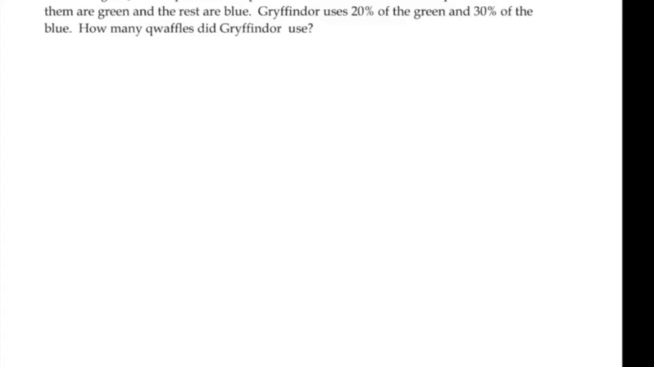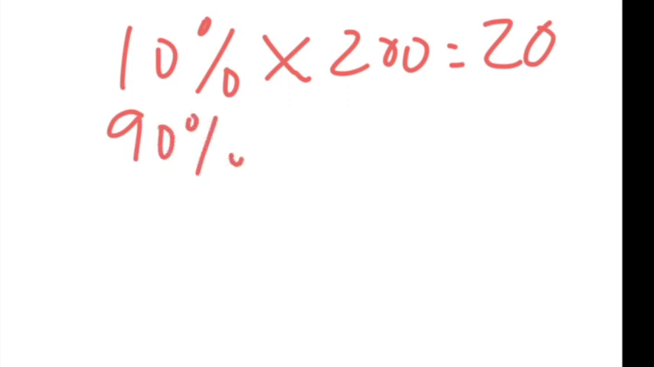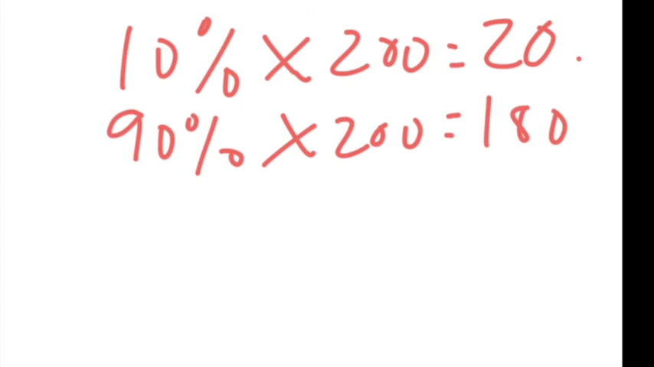Okay, last one. So during a Quidditch match or practice, 200 quaffles were used on the field. Of the quaffles, 10% of them are green and the rest are blue. So let's stop there. Let's just use this part so far. 10% are green. So it's 10% of the 200 are green. So when you multiply that, you're going to get 20. The rest are blue. Well, if 10% are green, 90% have to be blue because that's the rest. So times 200, you're going to get 180. These two numbers need to equal 200.